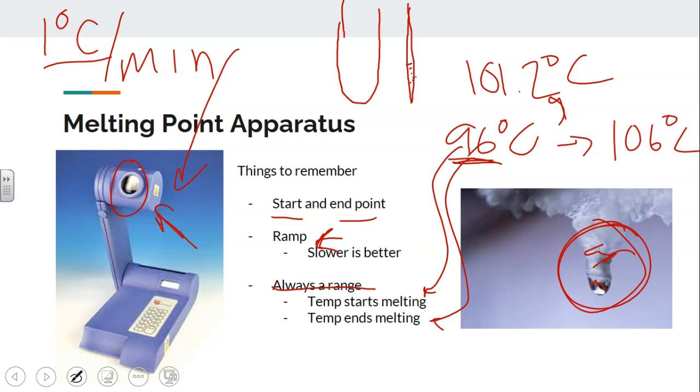So that's how we determine melting point in the lab using the melting point apparatus.